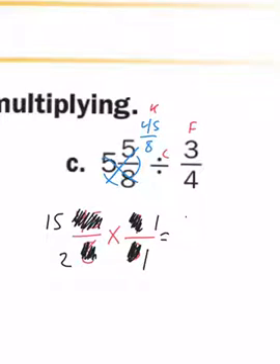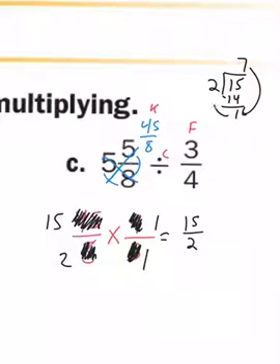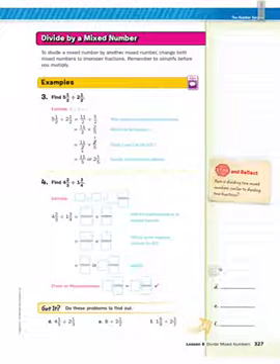If you did get the bow tie reducing, you have 15 halves. And since it's improper, you only have to do 15 divided by 2, which is 7 1/2. Now, if you had 7 1/2 without bow tie reducing, that's fine. Bow tie reducing just makes your life easier. All right, on to the next page.